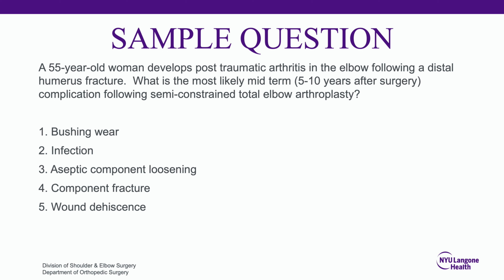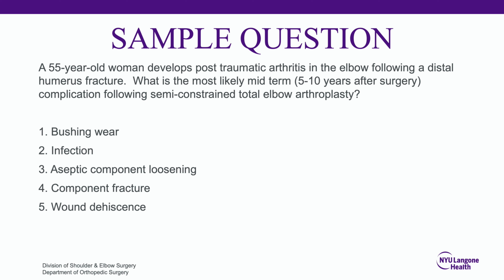Next simple question. A 55-year-old woman develops post-traumatic arthritis in the elbow following a distal humerus fracture. What is the most likely midterm, which is about 5 to 10 years after surgery, complication after semi-constrained total elbow arthroplasty? Bushing wear. That is a possibility. That is unfortunately when the bushings, or the plastic between the prosthesis, can wear out. Infection generally occurs earlier. Aseptic component loosening, that is a possibility as well. Component fracture is very unlikely.